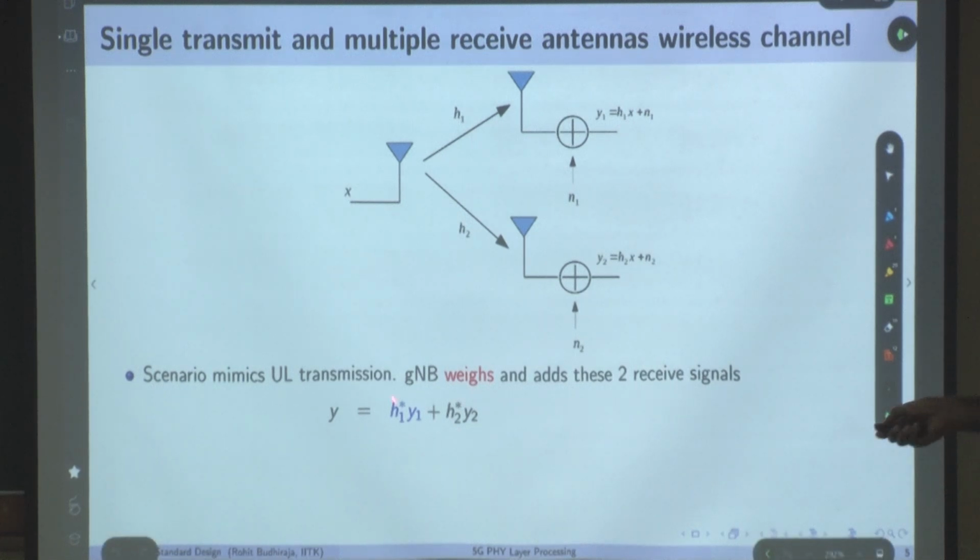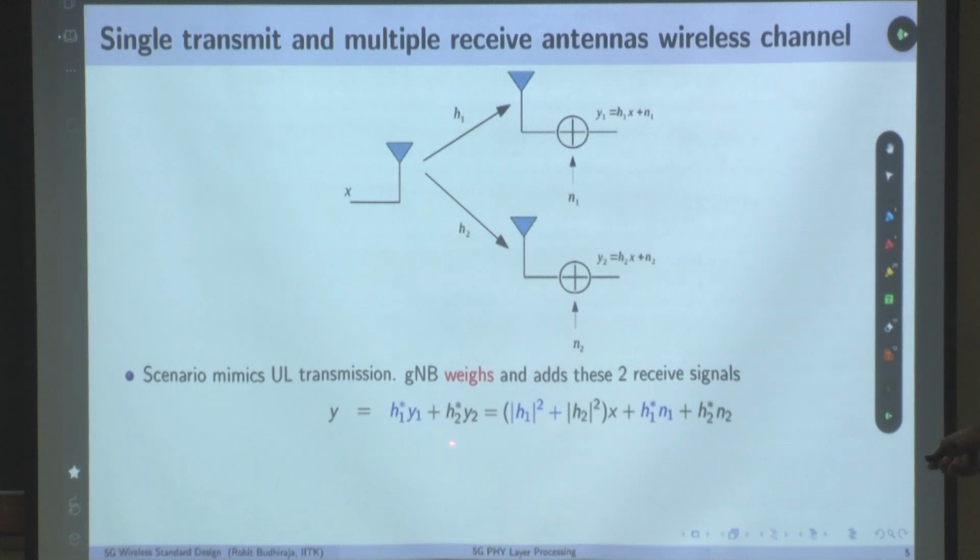So what is happening? You substitute y1 and y2 over here. We know what is y1, what is y2. y1 is h1x plus n1 and y2 is h2x plus n2. Why am I doing h1 star? Because h1 and h2 are complex. So y1 is h1x, so h1 star into h1 will become mod h1 square into x plus h1 star into n1. This is the first signal, the blue one. I have just written them together. Second one is h2x.